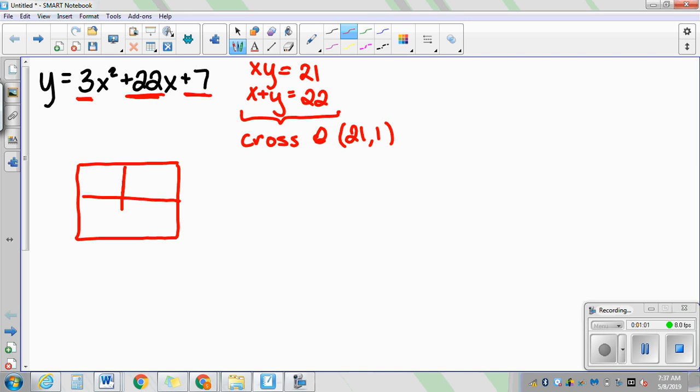Now into this box, the first term goes in the first box, so my 3x squared will go in that first box. The last term, so this plus 7, goes in the last box. Signs are important. If it was negative, take the negative. And then this crossing point with x's goes in the other two. So 21x and 1x.